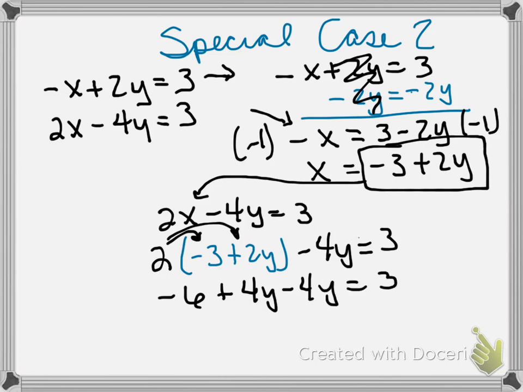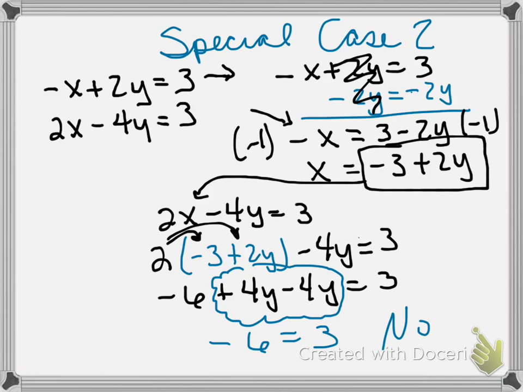And like we said in the other video, if you notice right here, I'll put a little cloud around it. If you notice, that becomes 0, and then so -6 equals 3. And does -6 equal 3? No. So because of that, we know that there's no solution. We can call this an empty set.